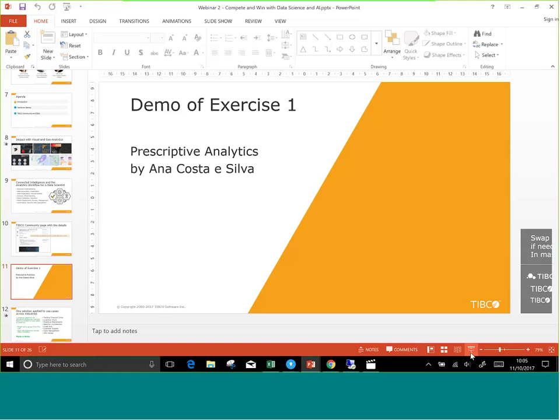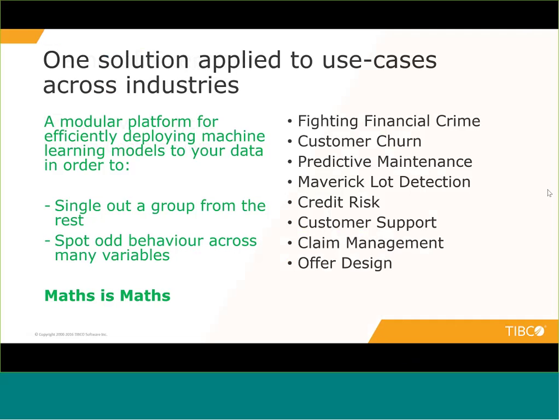So the first demo is about prescriptive analytics. Here we are going to be showing a setup of a solution that can be applied to different use cases. Basically, it's a modeler platform that allows you to create machine learning models to single out specific groups of people or transactions or rows of your data that you want to separate from the rest. And it can be any number of use cases for that matter.